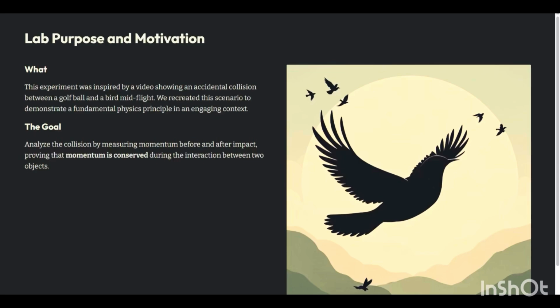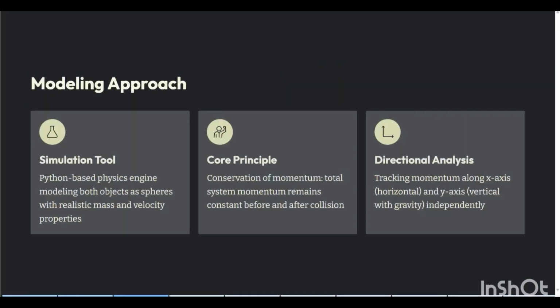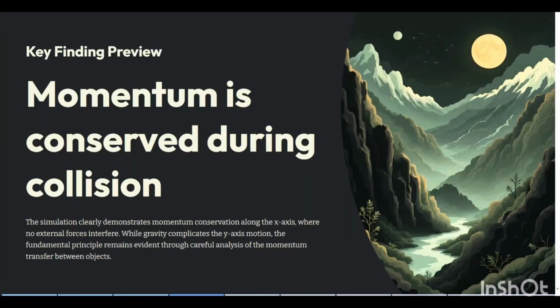For the models and fundamental physical properties, we used Python to simulate a collision between a golf ball and a bird, both represented as spheres. The simulation focuses specifically on their interaction during the collision and how their momentum changes. The main physics principle demonstrated here is the conservation of momentum, which means that the total momentum of the system stays the same before and after the collision. So that means the momentum of the ball and the bird before colliding equals the momentum of the ball and the bird after the collision.